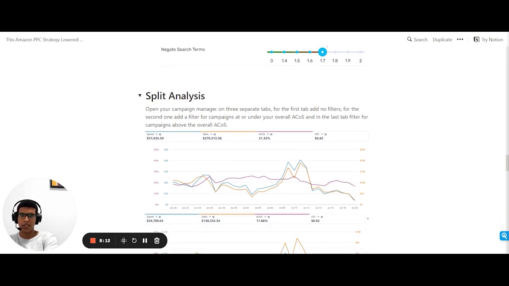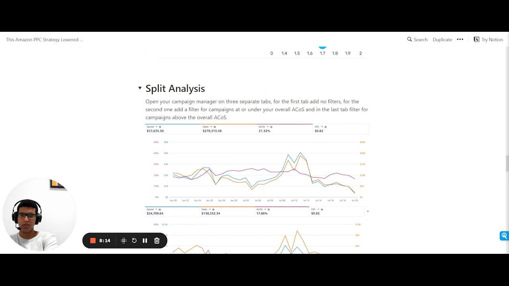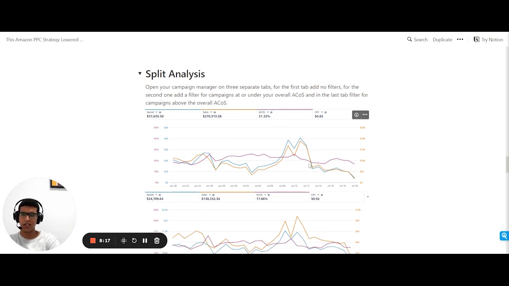After that, we have split analysis. With split analysis, we're mainly just analyzing your account to figure out what campaigns are doing well, what campaigns aren't doing well, and kind of what to do about it. Essentially what we do is we open three tabs. Tab one is just all of your campaigns with no filters.